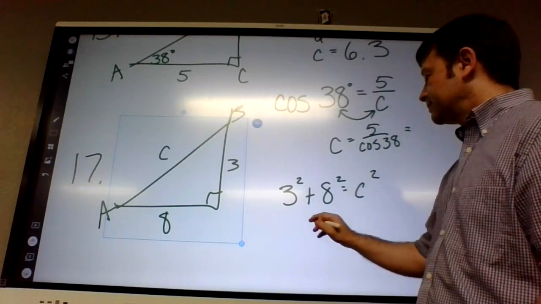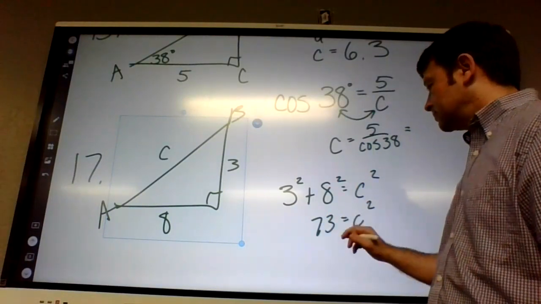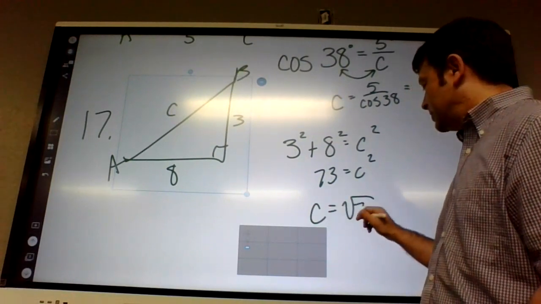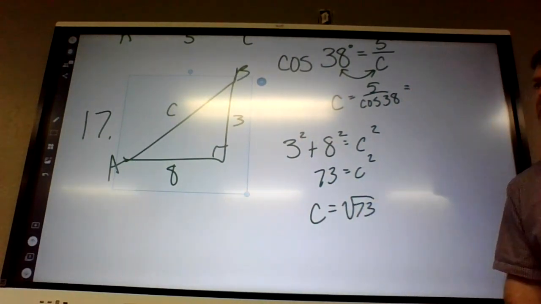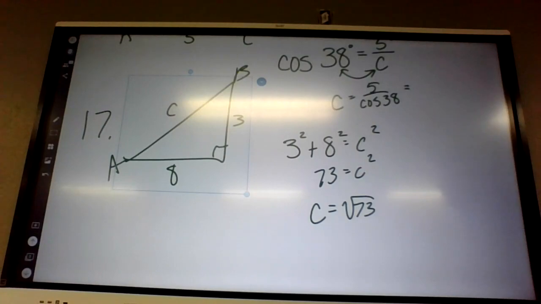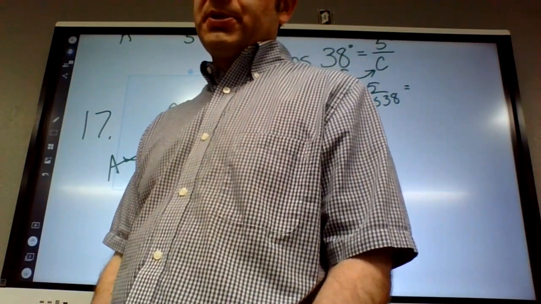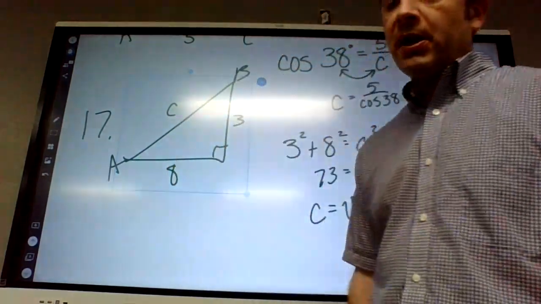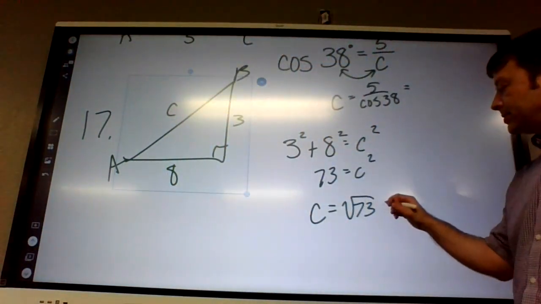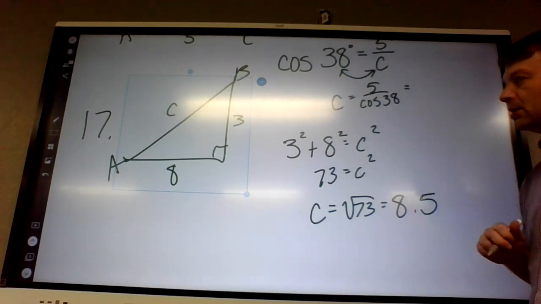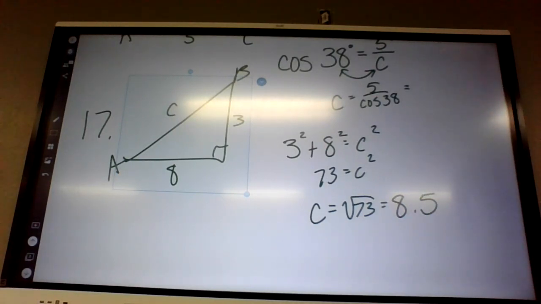Square root of 73. Okay, so C is the square root of 73. It doesn't come out nice. 73 is prime. Now we're gonna leave it like that. Well, actually it does say round to the 10th place, doesn't it? Yeah, it does. Let's go ahead and round it, turn it to decimal. 8.5. That makes it a lot easier.